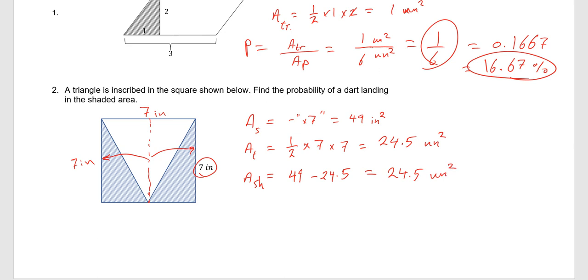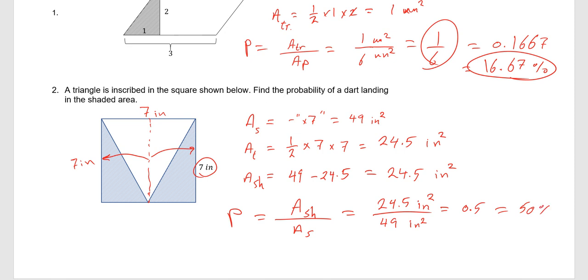So the probability is equal to the area of the shaded region divided by the area of the square, which is 24.5 square units over 49, or I'm sorry, it should be square inches, because we have the units, they are inches. So 24.5 square inches divided by 49 square inches, which is 0.5, which is also 50%.